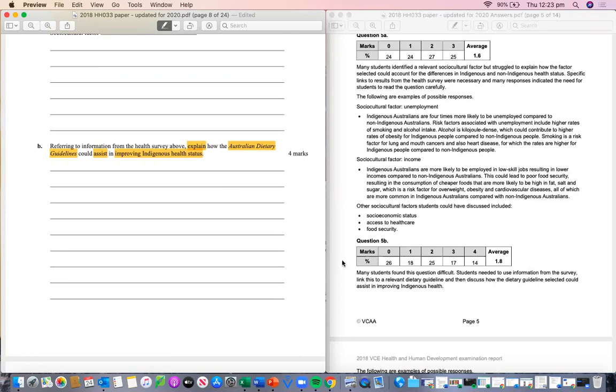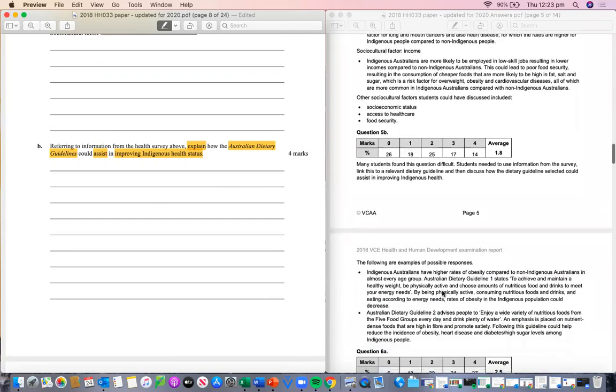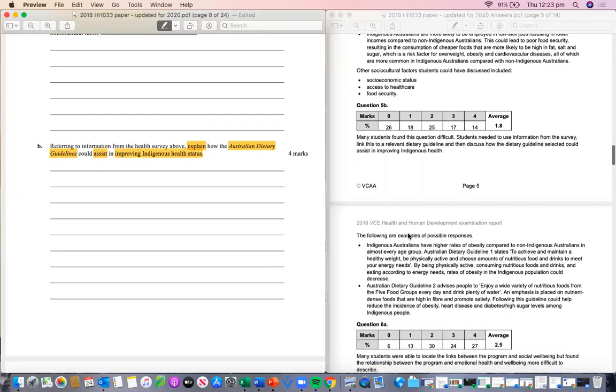So for 4 marks, the average mark was 1.8. A lot of people fail between that 1 to 3 mark. I'd say actually 0 to 2. Very rarely do people get 3 or 4. So students need to use the information from the survey, link this to a relevant dietary guideline, and then discuss how the dietary guideline selected could assist in improving Indigenous health. So there's the information you need to use.